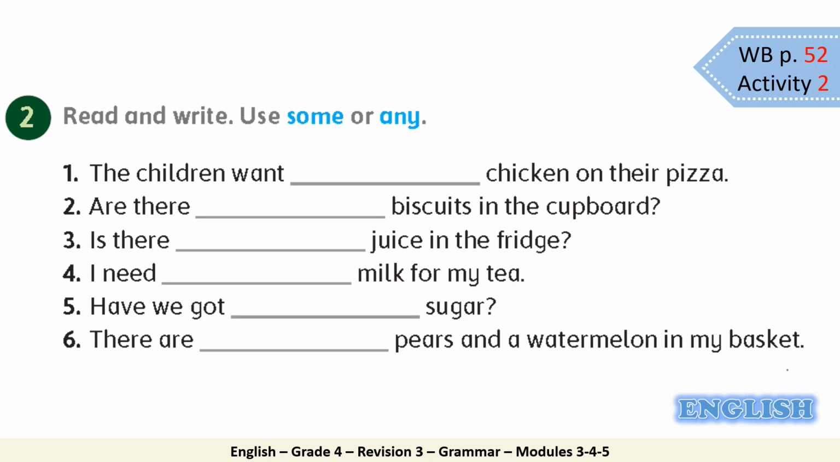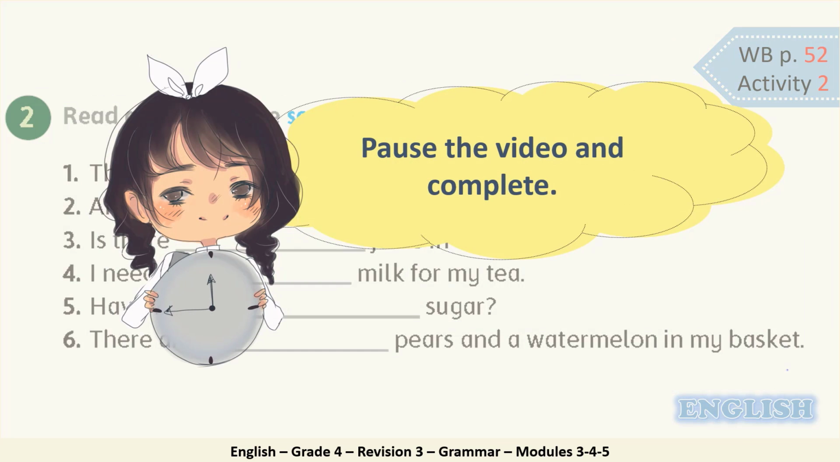Activity 2. Read and write. Use some or any. Number 1. The children want some chicken on their pizza. We would say the children want some chicken on their pizza. Now pause the video and complete.